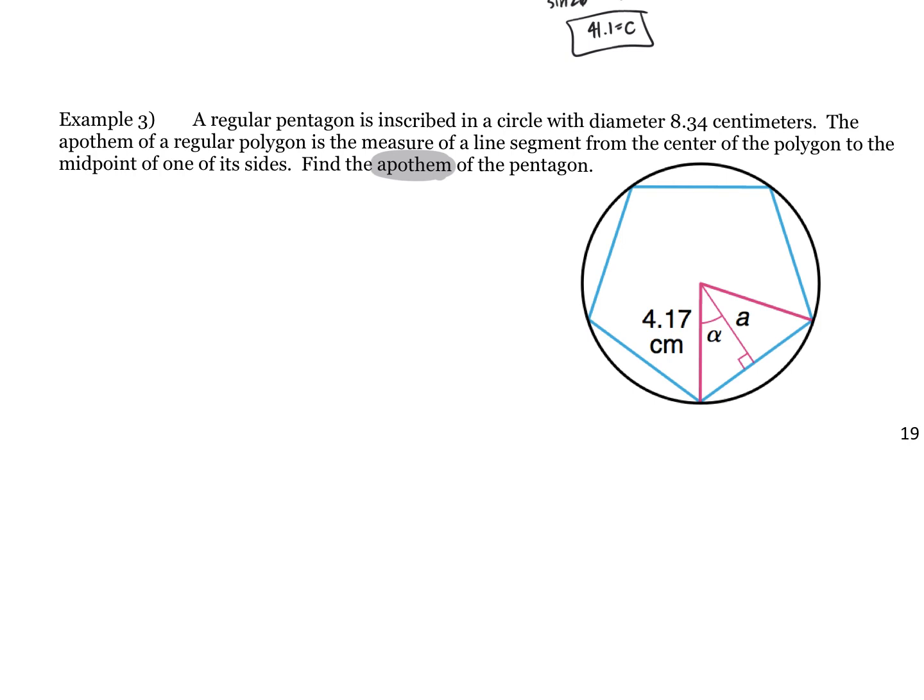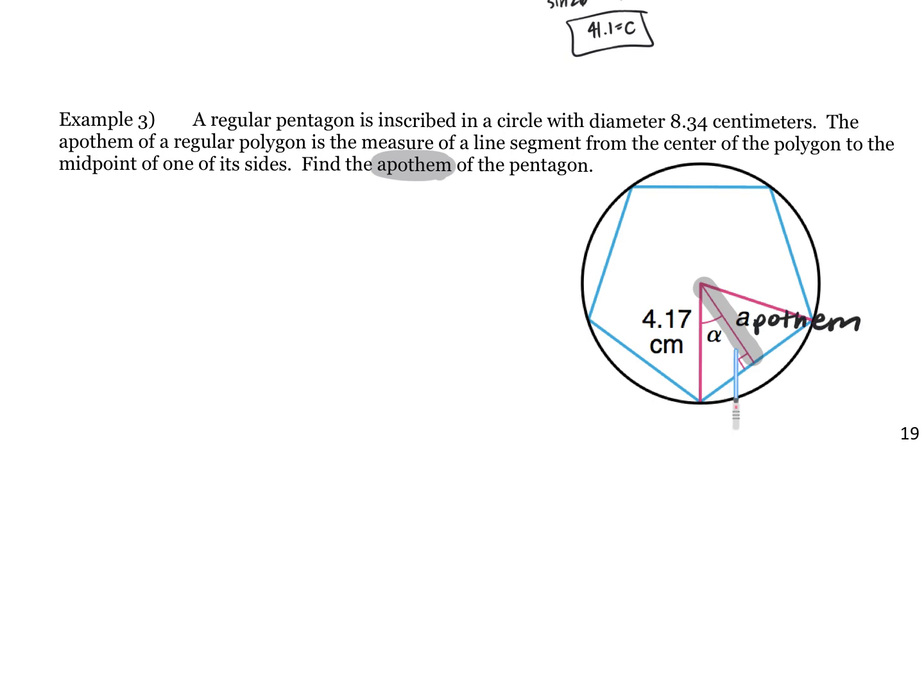Okay. Then it says the apothem is a segment from the center to the midpoint of a side. So you guys, maybe if I were you, I'd be like this. Boom, this guy, and they labeled it with A. Maybe you want to label it with apothem.